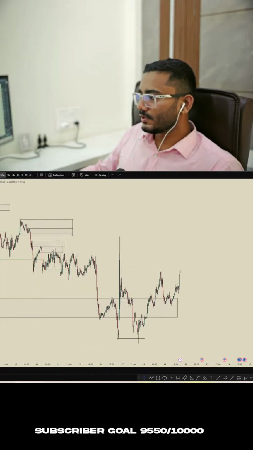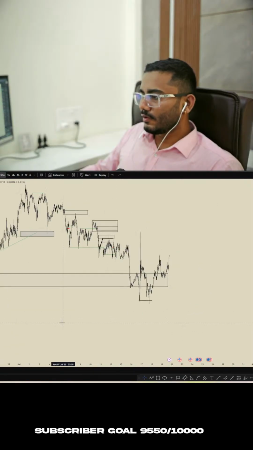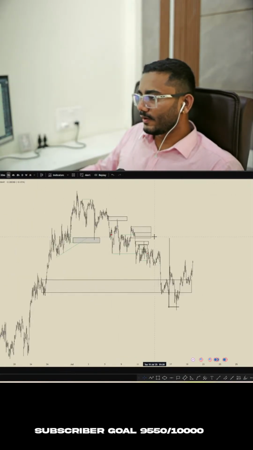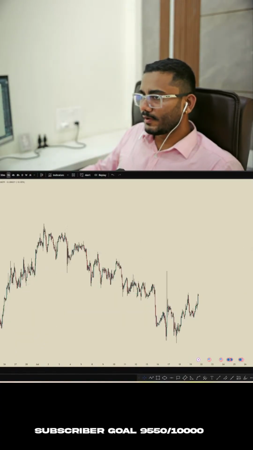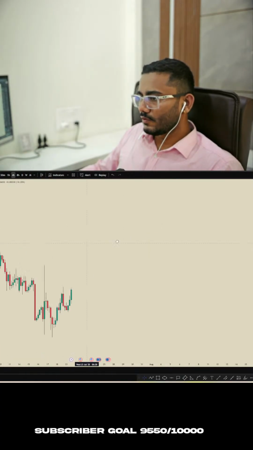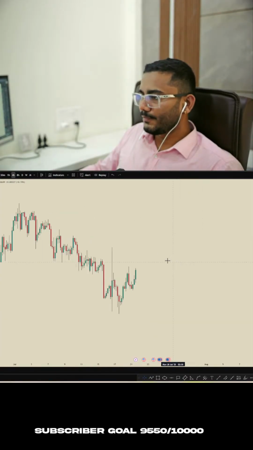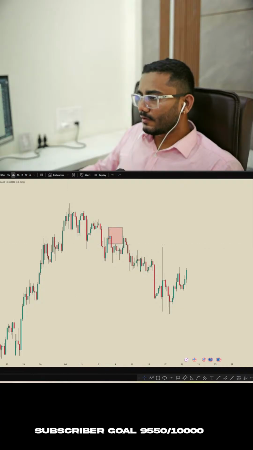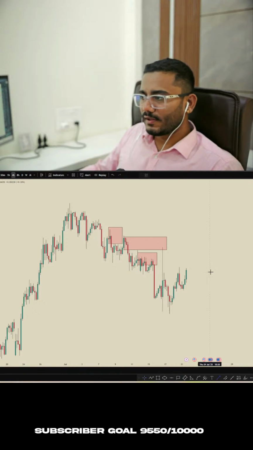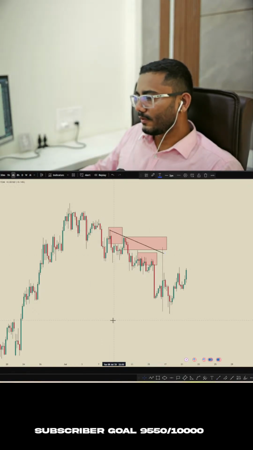Let's look at Euro USD. So on Euro USD, the whole structure to the upside is mitigated. Okay, so we can see the whole structure is mitigated. So just by looking at the 4 hour, we can see this candle is mitigated. This structure is mitigated. All the lower time frame structure is mitigated. So price is creating more liquidity to the upside than the downside.